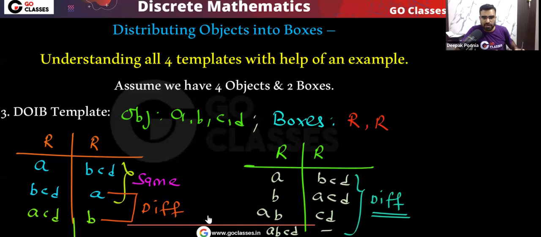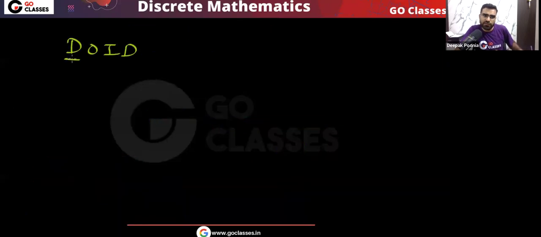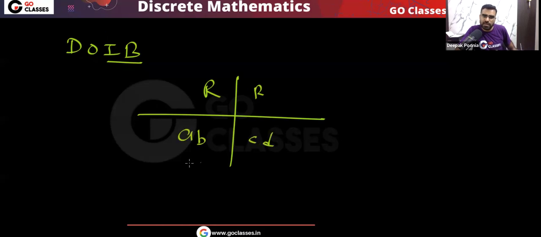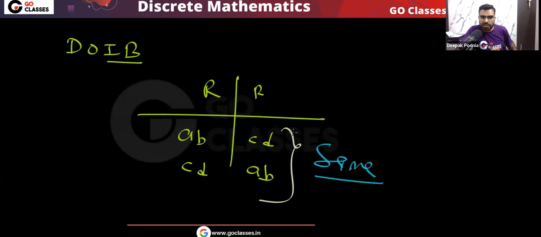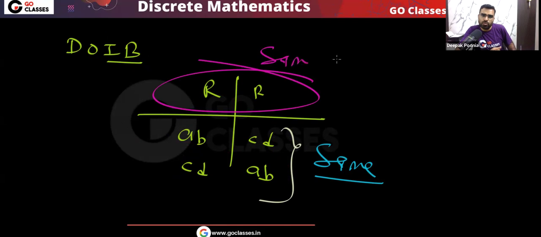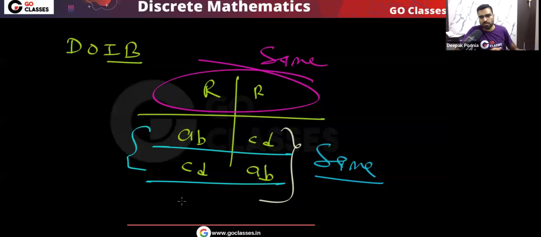I hope you understood. But remember, in this DOIB, where you have different objects and identical boxes, also notice one thing: if I put AB here, CD here, and if I put CD here, AB here, are these two the same distribution or not? Yes, they are same, because in this distribution, AB together, CD together. Here also AB together, CD together, because both the rooms are same. So this distribution and this distribution are basically the same distribution. I hope you understood the DOIB template.